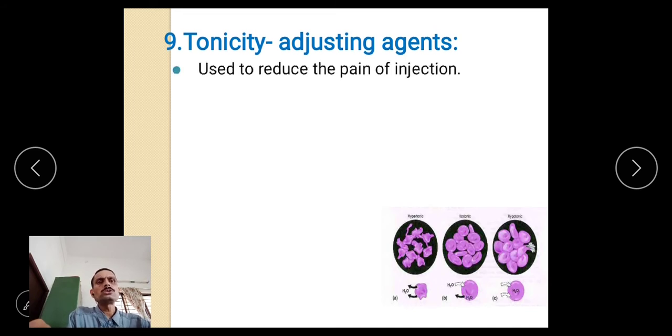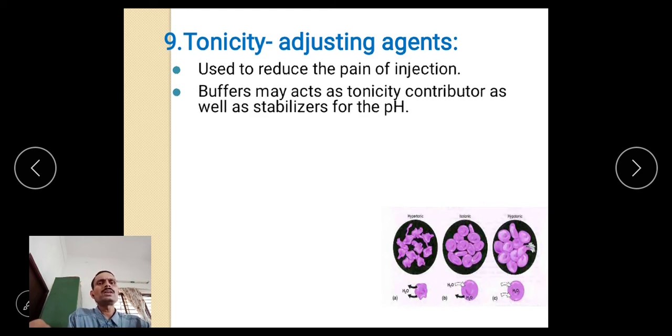So used to reduce the pain at the site of injection. If there is a hypertonic solution or hypotonic solution, there is a problem. The injection should be isotonic in nature. To have a tonicity similar to that of the plasma or your blood, we have to add tonicity, isotonic agent. So buffer also may act as a tonicity contributor as well as a stabilizer for the pH.